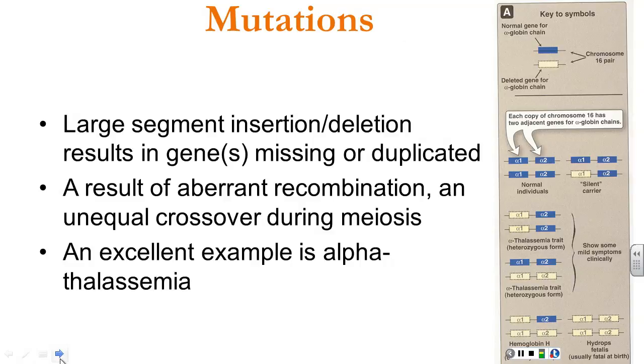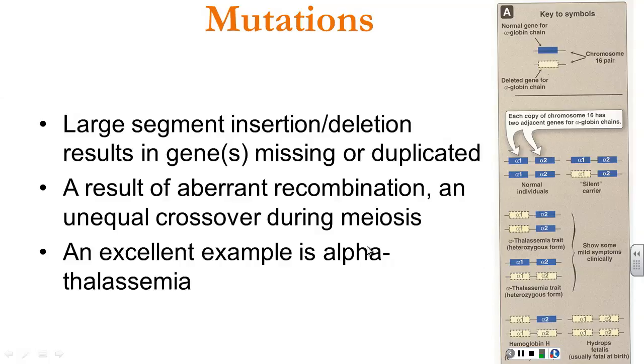Okay, let's move on to the next mutation type. You can have a large segment insertion or deletion. In this case, I'm not talking about a few nucleotides. I'm talking about a big chunk of a chromosome missing. What happens there is you get aberrant recombination, so you get unequal crossing over during meiosis. That's when you exchange gene fragments during meiosis. You get an unequal crossing over, so you end up with too many genes on one chromosome and not enough on another chromosome. A very well-known and famous example of that is alpha thalassemia.